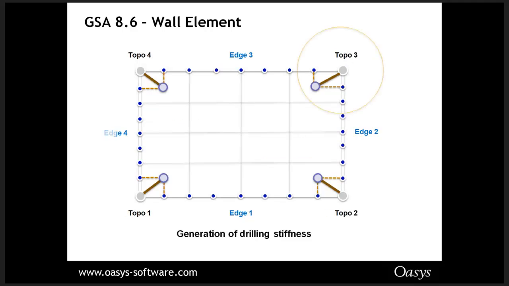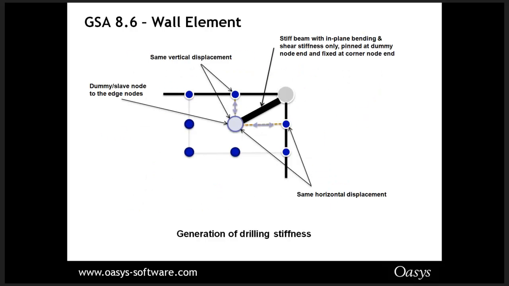As said, a wall element has a drilling stiffness. So here is how the drilling stiffness has been generated. Basically, we add 4 dummy nodes at the center of the 4 corner elements. Then we link each dummy node to the corner nodes by a beam element. So the actual generation is shown here, if you would like to know.